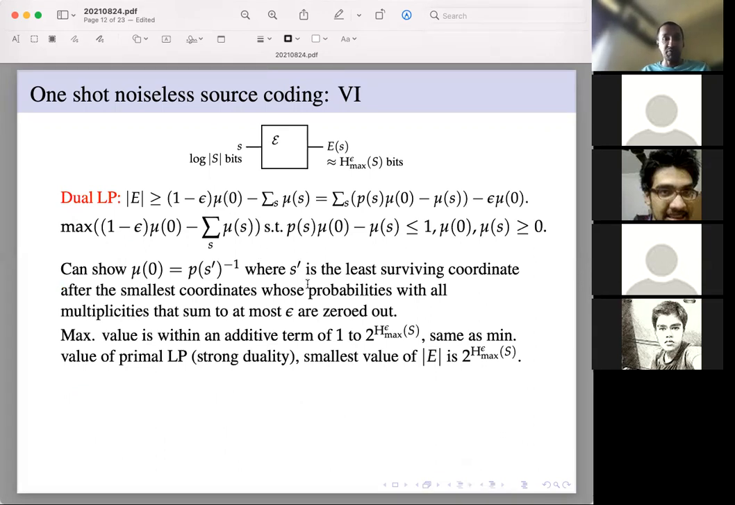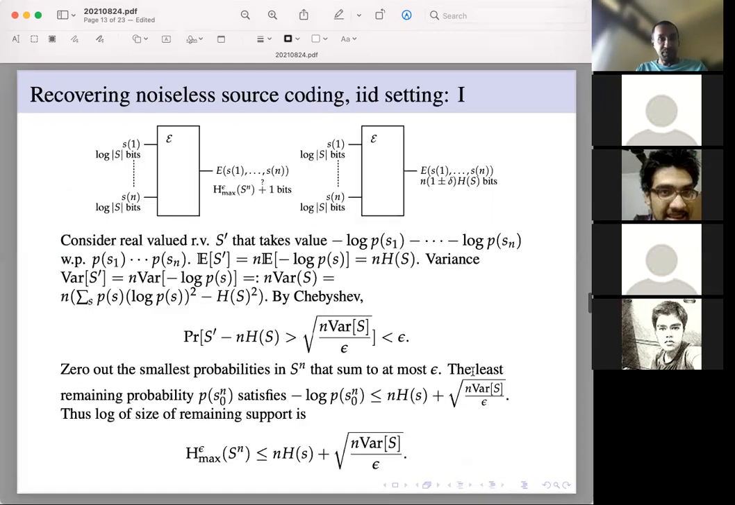But you can work out, by similar shifting analysis, explicitly what the optimal mu vector looks like, and you will see that the max value of this is exactly the min value of the primal LP. This is not surprising because of the strong duality theorem, which says that the primal and dual optimal values are equal under very mild conditions. And you can again conclude that the smallest value of the mod E is this 2 to the H epsilon max. But let's go to something which is more interesting.